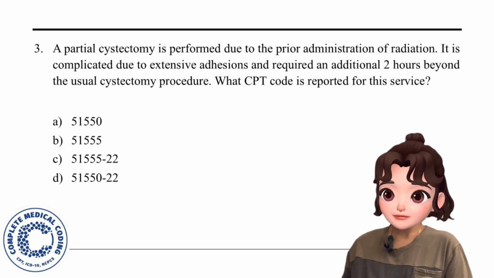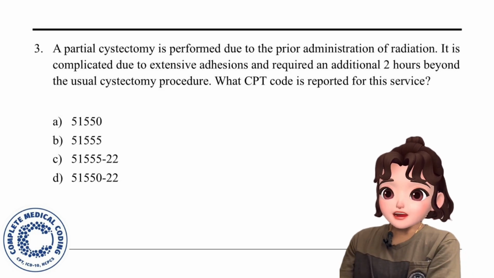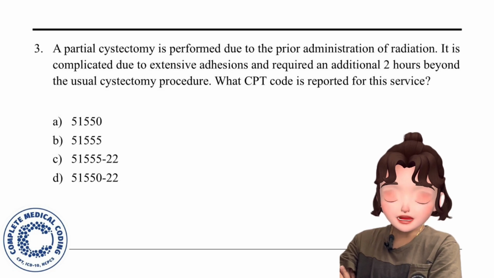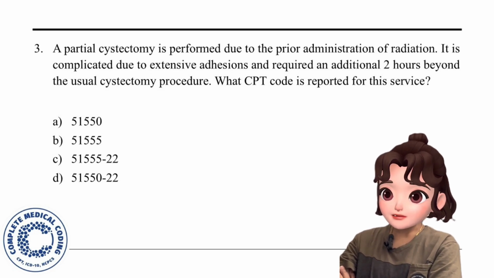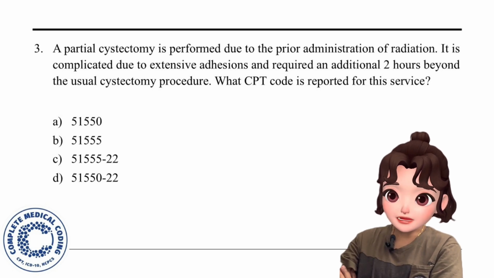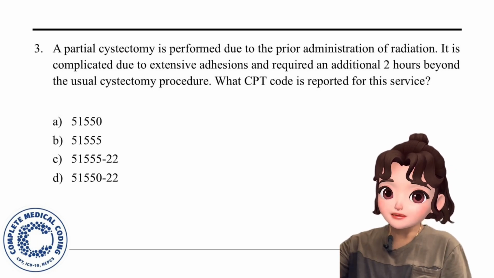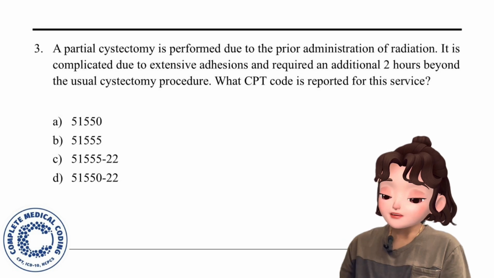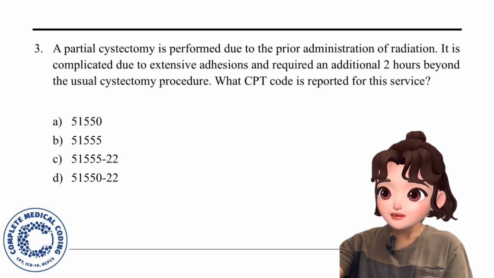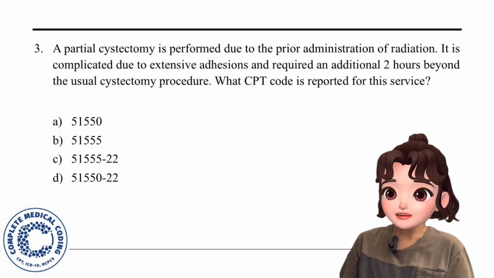Now, third question. A partial cystectomy is performed due to the prior administration of radiation. It is complicated due to extensive adhesions and required an additional 2 hours beyond the usual cystectomy procedure. What CPT code is reported for this service? What procedure is carried out? Cystectomy, removal of the urinary bladder. Cystectomy means removal of the urinary bladder.